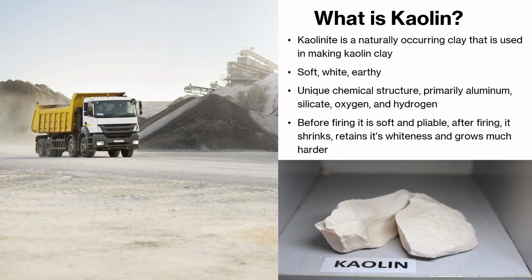Due to its unique chemical structure, layered silicate minerals, mostly with aluminum, silicon, oxygen, and hydrogen, and because of its specific structure, it has low shrinkage, low plasticity, high heat resistance, which is all very good and desired in ceramics. Something else that makes it really valuable as a ceramic and valuable in general is its whiteness. It retains its whiteness very well when it's fired, so that helps make a cleaner looking ceramic when the process is said and done.